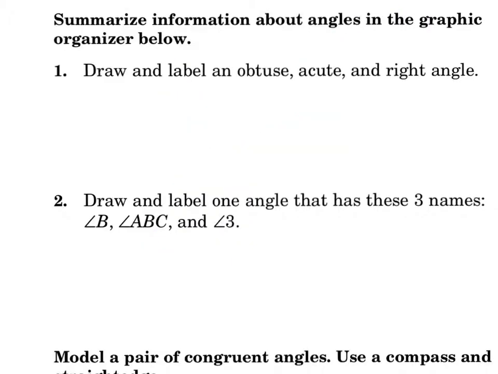Okay, next what we're going to do is simply identify different types of angles and understand the way that we can write them. Now we're going to draw and label obtuse, acute, and right. Well, obtuse angles are greater than 90 degrees. So it's like a big angle, wide open, and so we'll call this obtuse. An acute angle is less than 90, and so usually we draw something smaller.